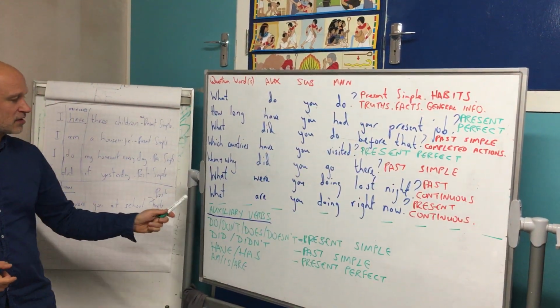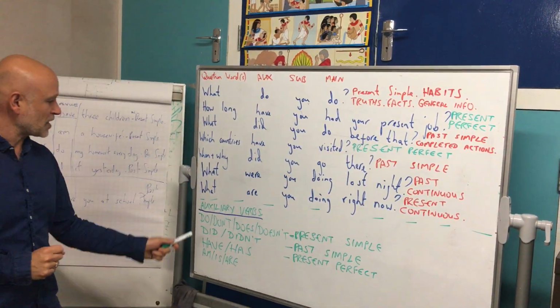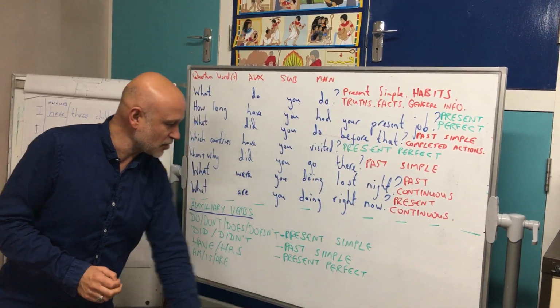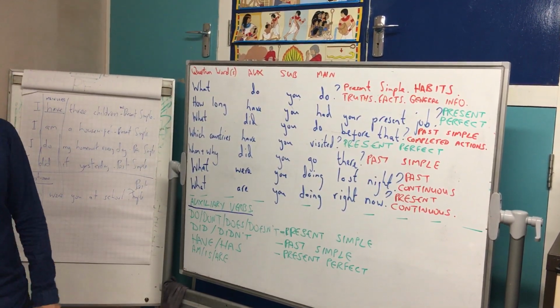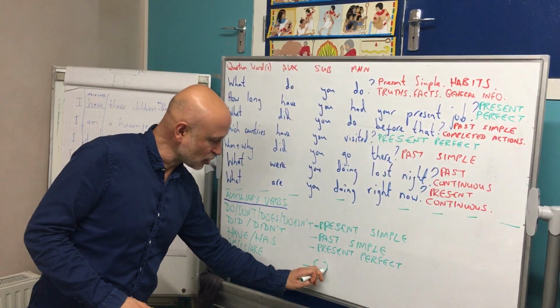Down here, I've written a reminder. Do, don't, does, doesn't, present simple. Did and didn't, past simple. Have and has, present perfect. Am, is and are, well, we need to check, because sometimes it can be continuous.